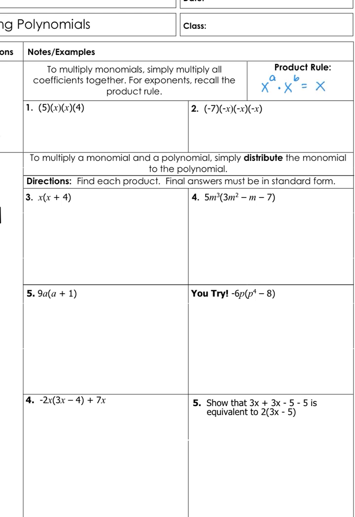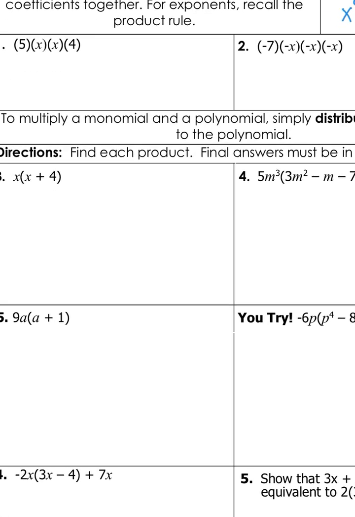So the x is going to stay, and then I add the exponents together. Okay? So, for example, if I had x squared times x to the third, then I would end up with x to the 2 plus 3, which is x to the fifth. So I'm adding the exponents together when I multiply.